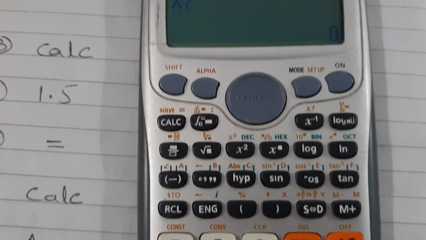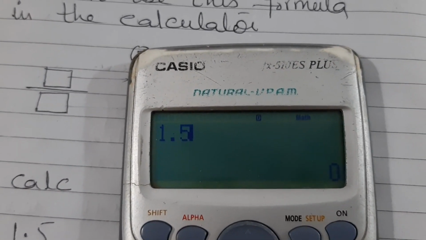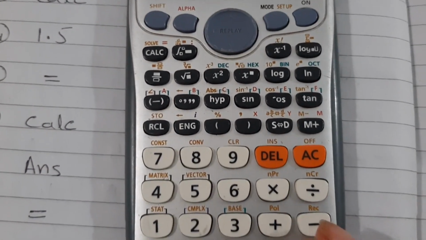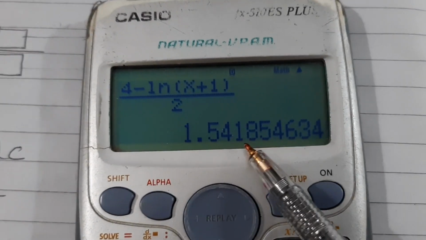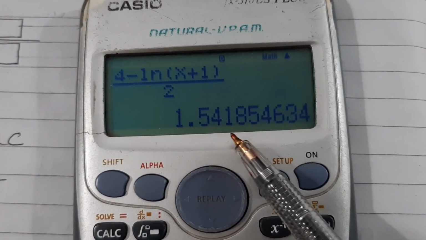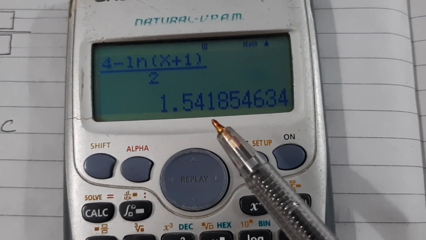So I'm writing 1.5 here in place of x. That was my first value. And after that I will press equals to. So what is it giving me? This answer, which is my next value of x for the formula, right?